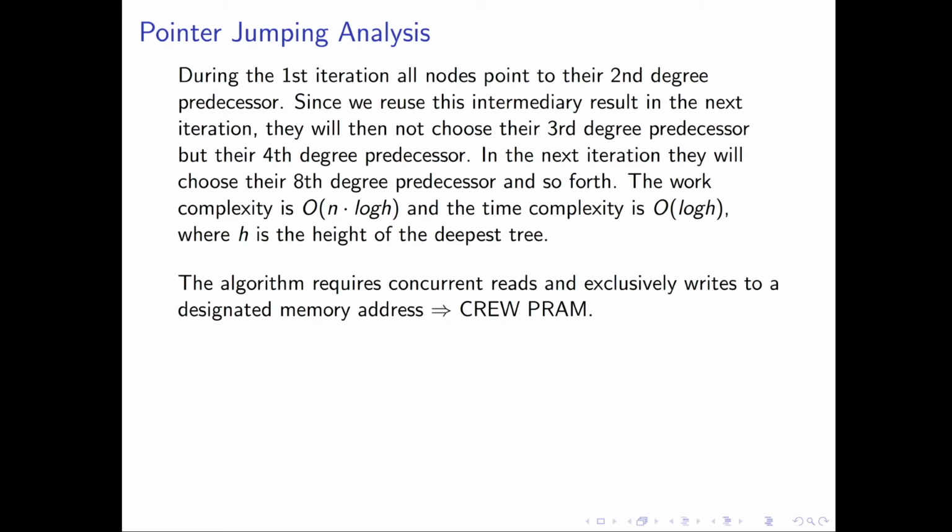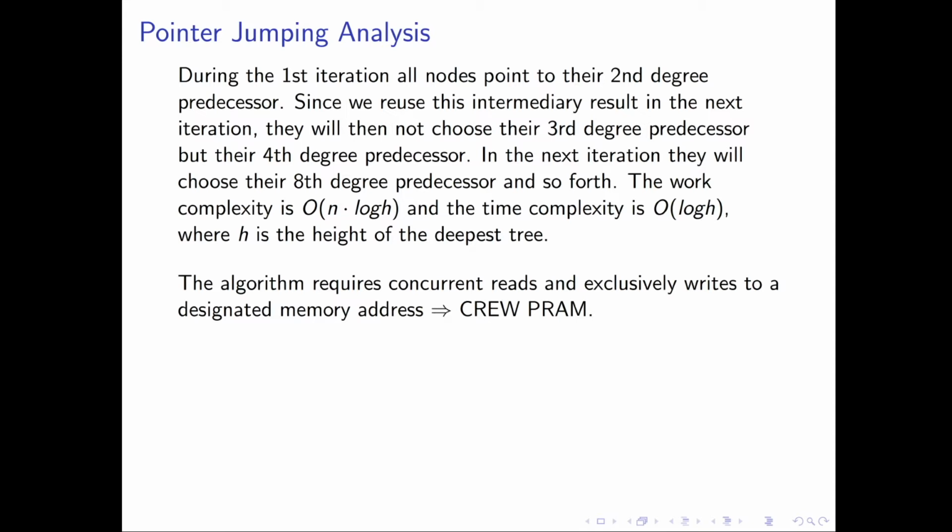Like we already said, the number of loop iterations of the while loop is logarithmic. During the first iteration, all nodes point to their second order, or second degree, predecessor, right? Then we store this intermediate result in the temporary array S, and therefore we can reuse it in the next iteration. For that reason, we will not choose the third degree predecessor, but the fourth degree predecessor. If there was a next iteration, which in our case there wasn't, then we would instead choose the 8th degree predecessor and so on.